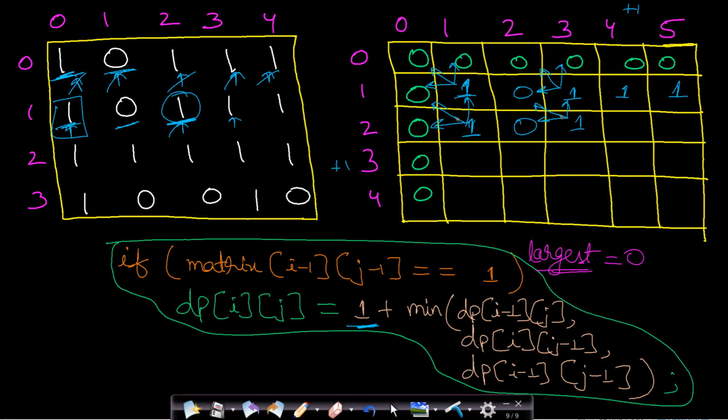Now you are at the next element. Now the next element is also 1. So you will see the minimum in all these three directions. So minimum is 1. You will add 1 to it. Now this will become 2.